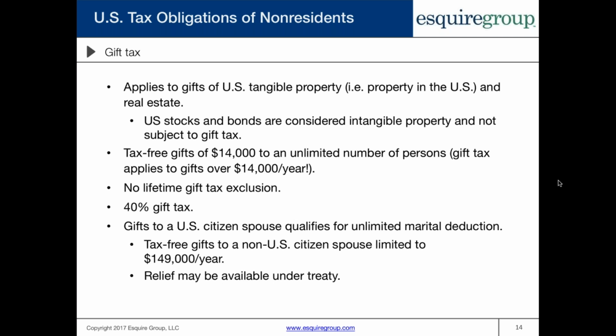the tax-free gift would be limited to $149,000 a year. Any gift above that $149,000 in a year would reduce the U.S. citizen's lifetime gift tax exclusion of $5.49 million. And if it exceeded the $5.49 million, it would be subject to 40% gift tax. There may be some relief under U.S. estate and gift tax treaties, but that would depend on several factors.